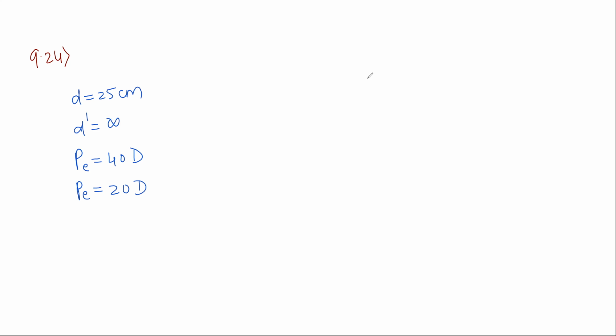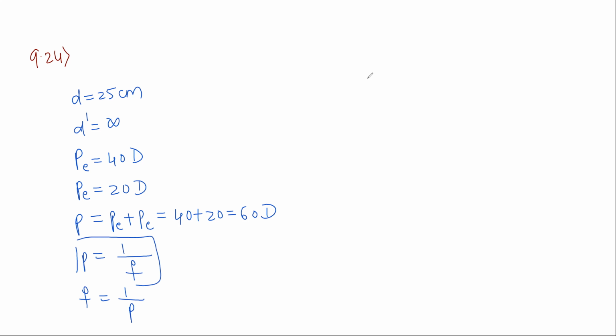To see an object at infinity, the eye uses its least converging power. Therefore, the power of the eye lens is given by P is equal to P_c plus P_e. That is 40 plus 20, equal to 60 diopter. The power of the eye lens is given by the formula P is equal to 1 by F. We want to calculate the focal length, so F is equal to 1 by P. Modifying the formula, 1 divided by 60 simplifies to 5 by 3 centimeter.